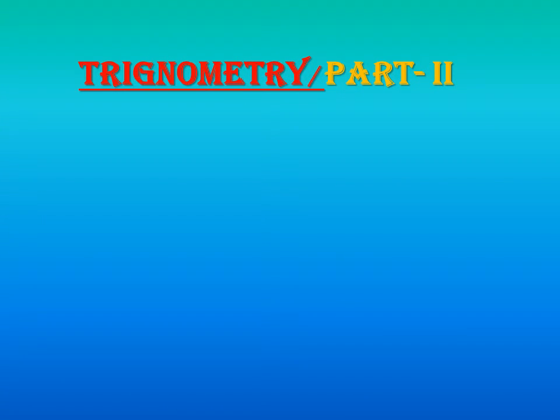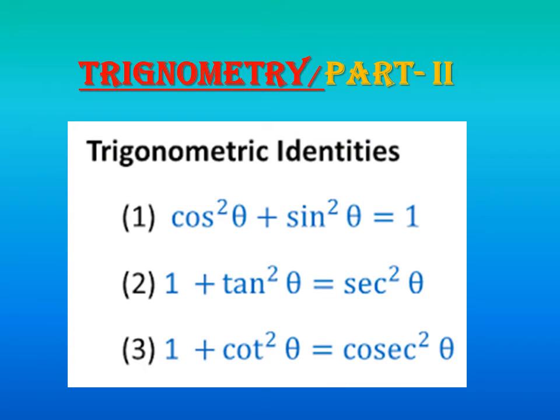So what identities are we going to study? We are going to study the trigonometrical identities like cos square theta plus sine square theta is equal to 1, then 1 plus tan square theta is equal to sec square theta, 1 plus cot square theta is equal to cosec square theta. So what is cos theta, what is sine theta, what is tan theta, what is cot theta, sec theta and cosec theta?